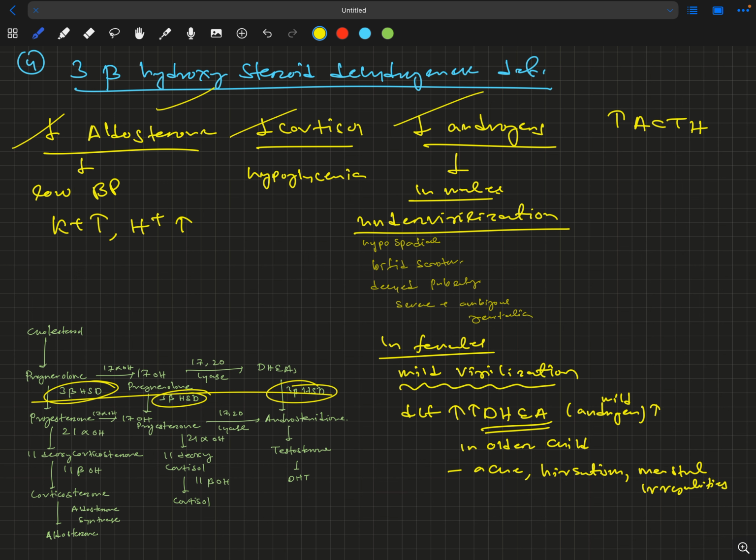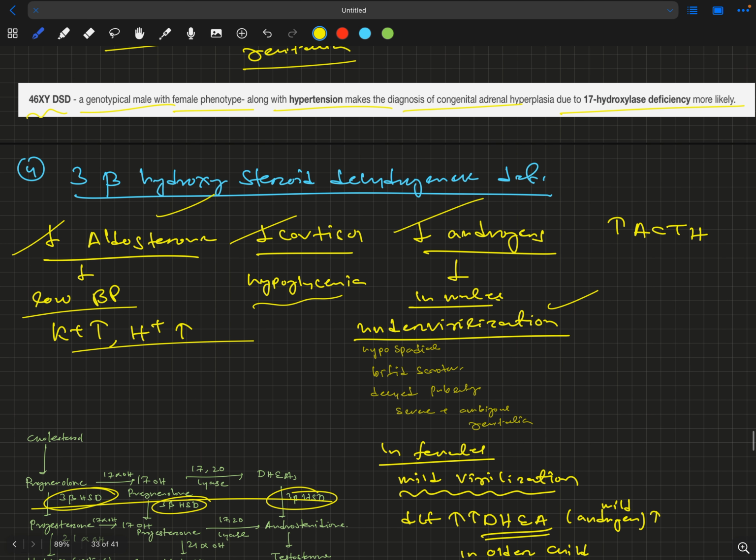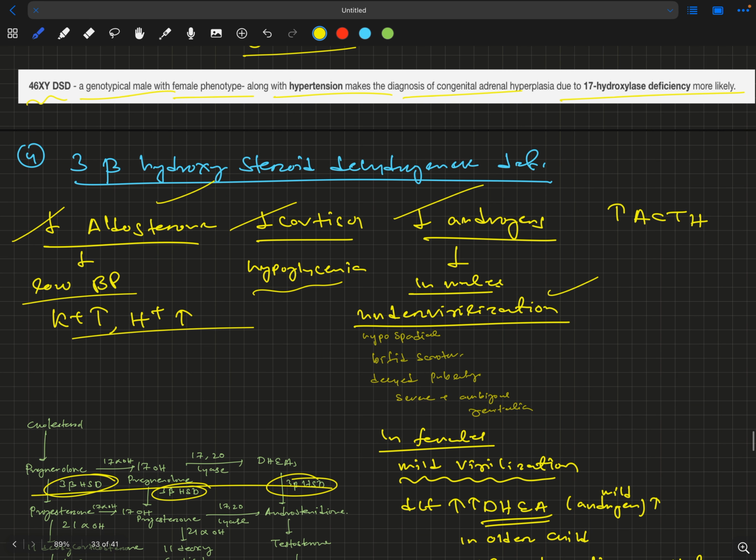When there is decreased aldosterone, there will be low BP, hyperkalemia and acidosis. When there is decreased cortisol, it will lead to hypoglycemia and shock. Decreased androgens will affect only males, leading to male underviriliization, which can be similar to a genotypical male with female phenotype.